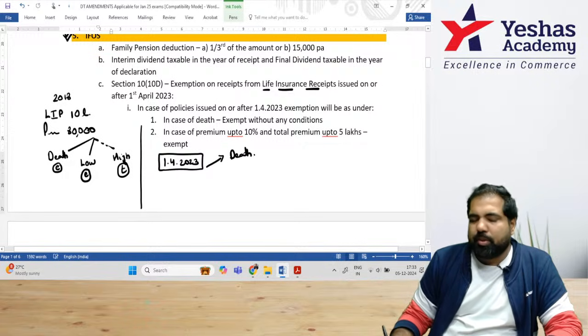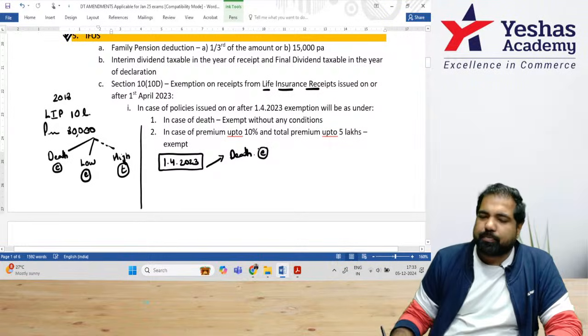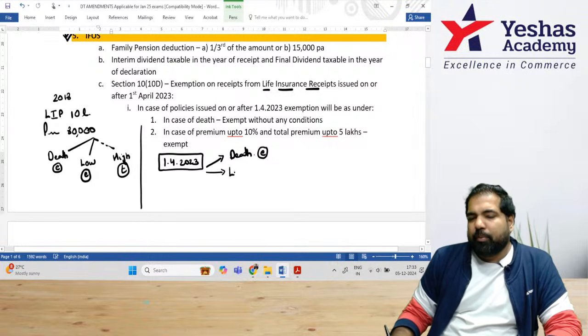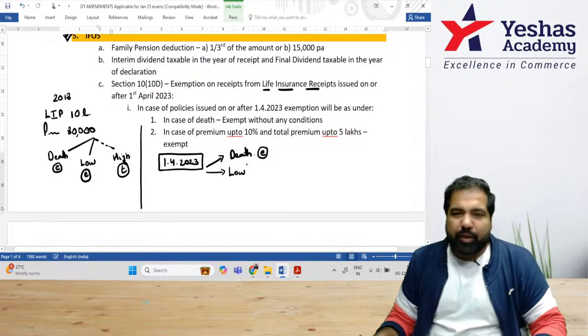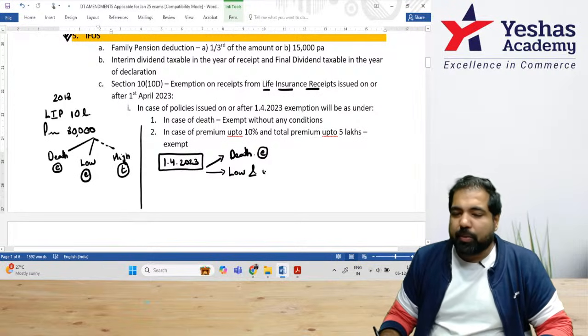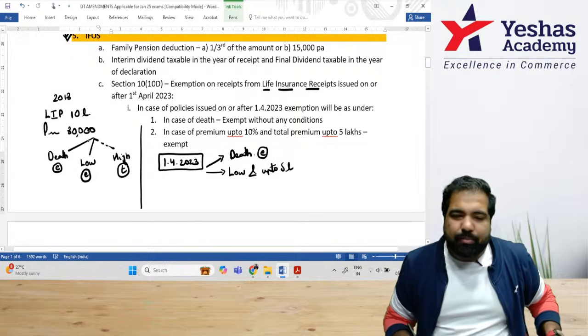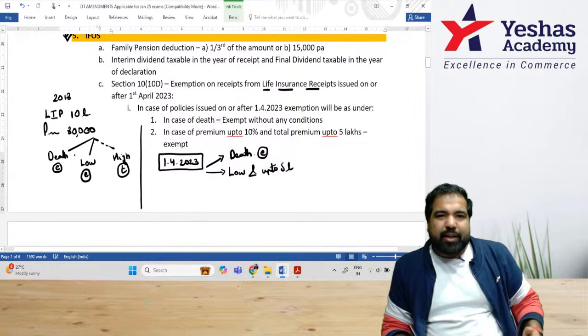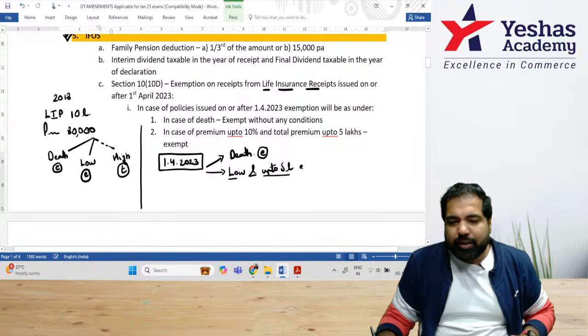If it's on death of a person, it is fully exempt. Second, if the premiums are low, that means up to 10%, and the premiums are up to 5 lakh rupees in a year. Example, in my policy, the premium is 80,000. So not just low, but it has to be up to 5 lakhs. Only then it is exempt.